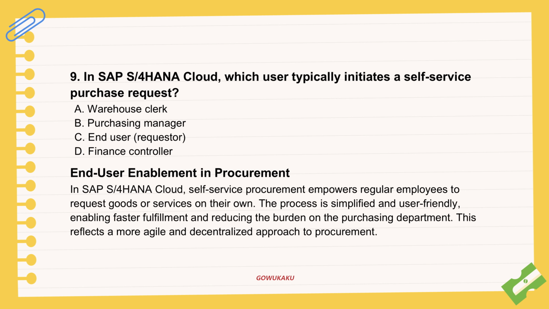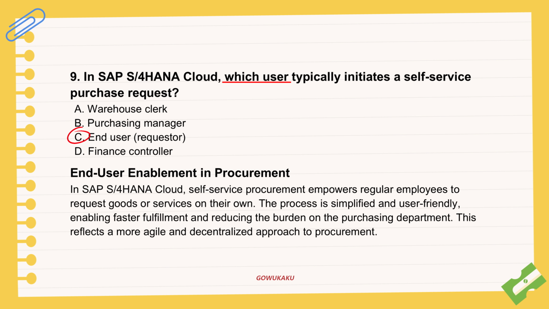All right, question 9 asks about who does what. In SAP S/4HANA Cloud, which user typically initiates a self-service purchase request? Options: A, warehouse clerk; B, purchasing manager; C, end user, requester; D, finance controller. In a self-service scenario, the answer is C, the end user or requester. The end user. So the person who actually needs the item or service. That's the core idea of self-service procurement, yes.